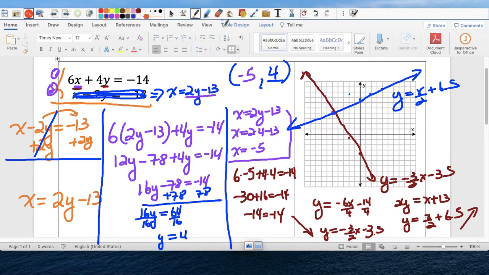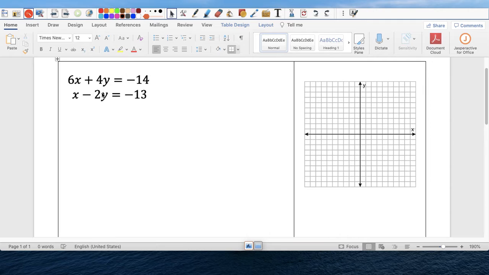Okay, and which is this one. So this is the point of intersection, and that's the point negative 5, 4, and that's where they intersect. And that's what we're doing, right? So we just found it algebraically, and this one is a more visual method. So that's that for that one.